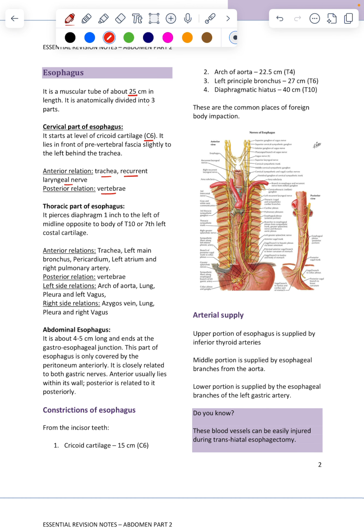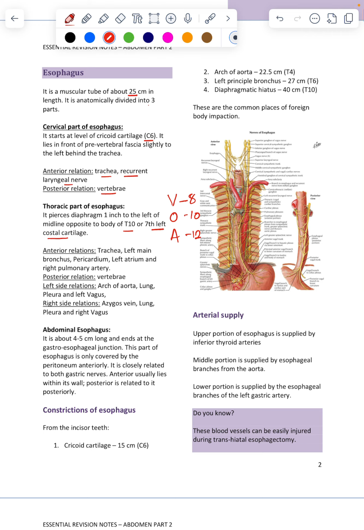The thoracic part of the esophagus pierces the diaphragm 1 inch to the left. This is again and again the question coming. VOA, vena cava 8, esophagus 10, aorta 12. So esophagus is at the level of T10 or 7th left costal cartilage. The additional thing is the costal cartilage is seventh.